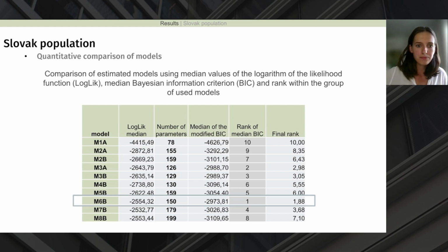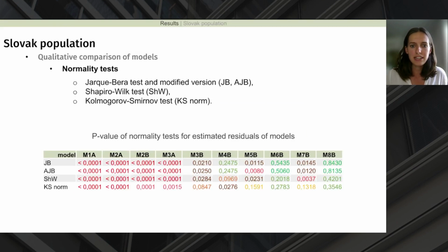complexity. On this slide, we can see the result of the qualitative assessment of model suitability, specifically the result of the normality tests of the residuals, the p-values of the normality tests for the estimated residuals of model M6B. We can see that all values are above commonly used levels of significance. Therefore, we do not reject the hypothesis of normality for these residuals.